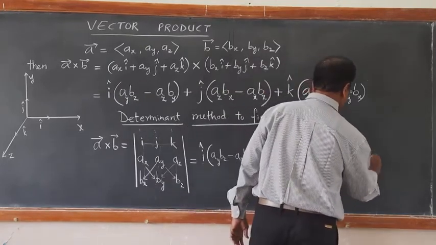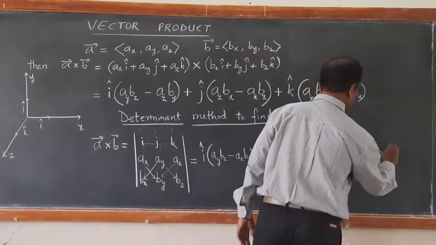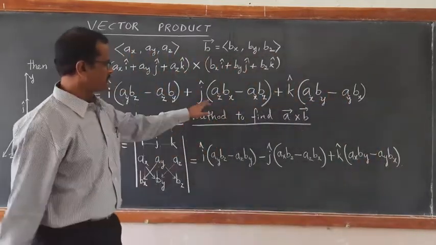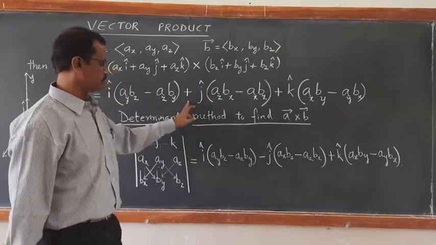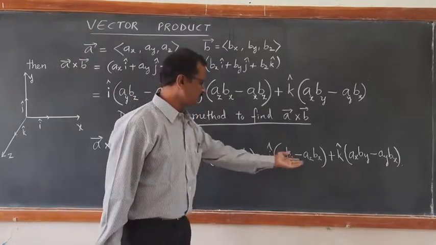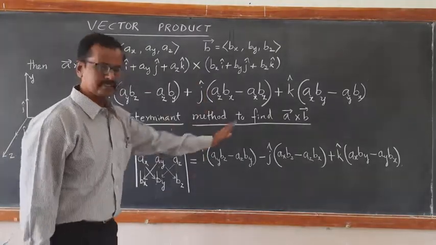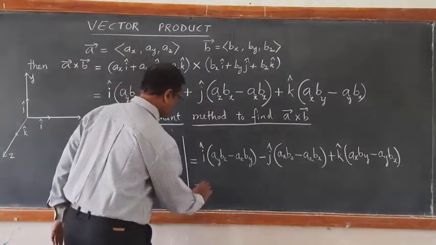AX, BY minus AY, BX. Right, but there is a confusion. Sir, here it is positive, here it is negative. Okay, take this negative sign outside. Are you not getting the same result? Look at this. So write the first one as it is.